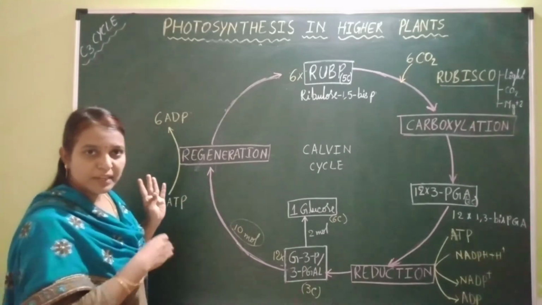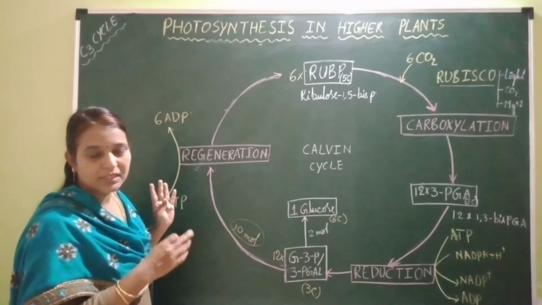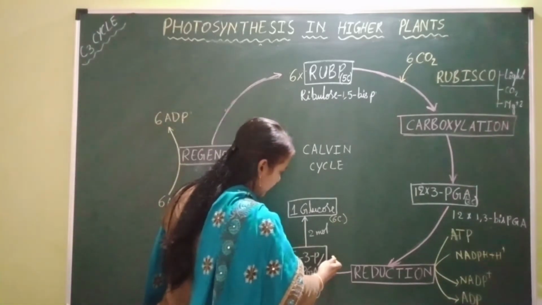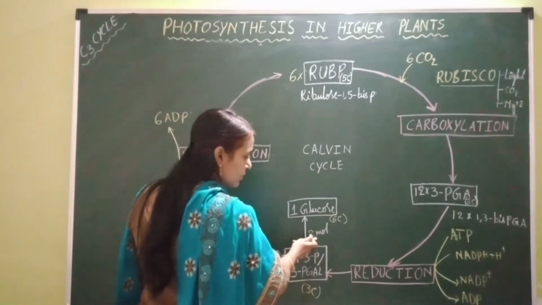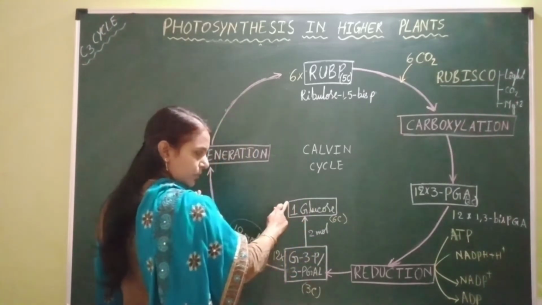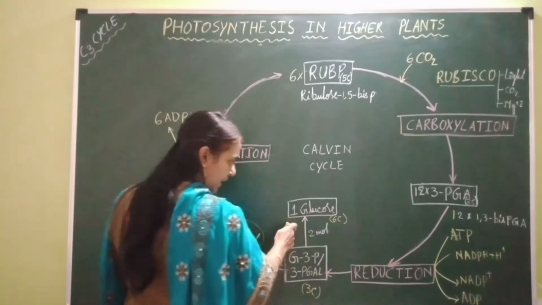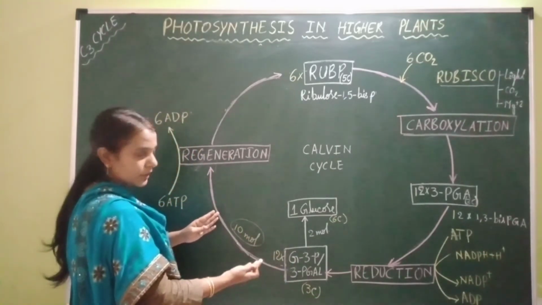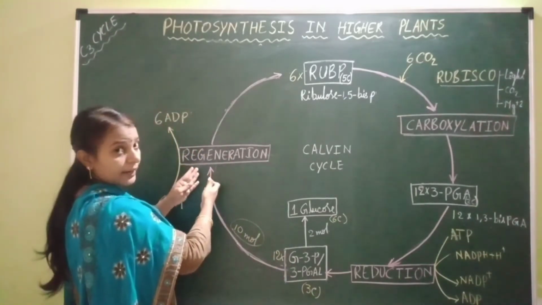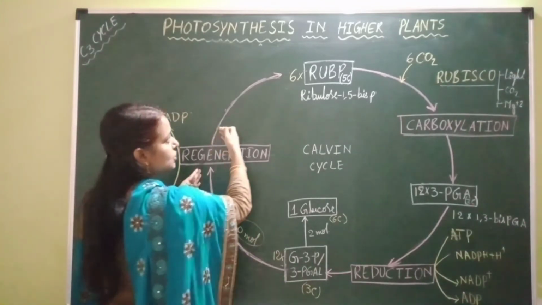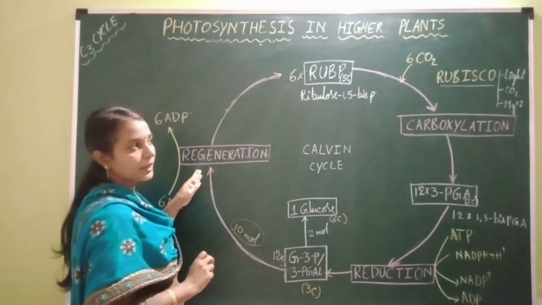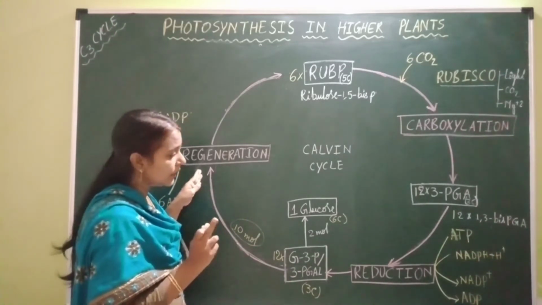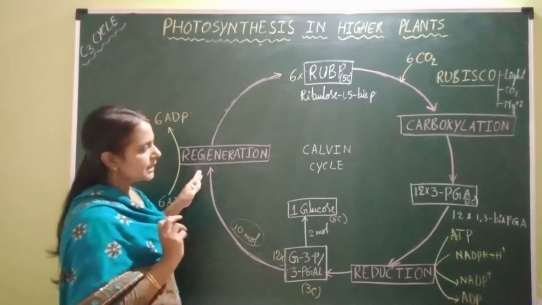So this cycle must be continued for 6 times. 6 cycles must be continued, resulting in the formation of 12 molecules of G3P, among which 2 molecules of G3P are transported into the cytoplasm for the synthesis of 1 molecule of glucose, and the remaining 10 molecules of G3P or trioses are utilized in regeneration. They undergo regeneration to form 6 molecules of RuBP. So if this cycle is continued for 6 times, then only 1 molecule of glucose is synthesized.